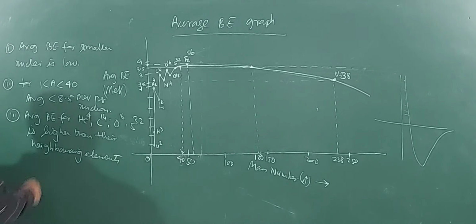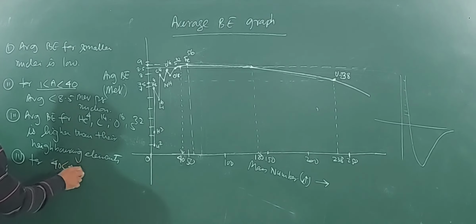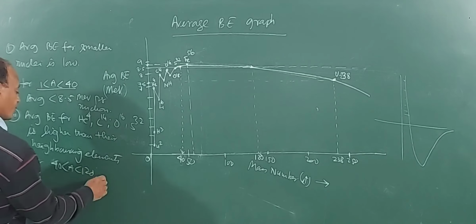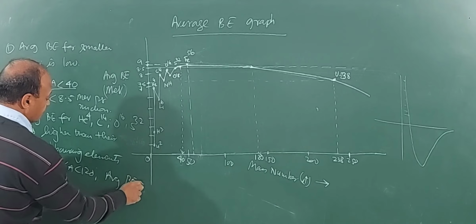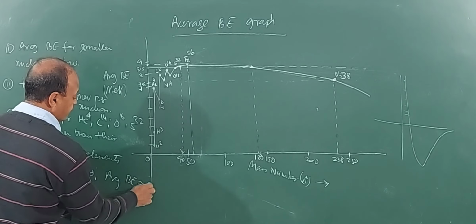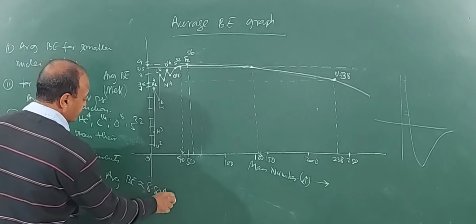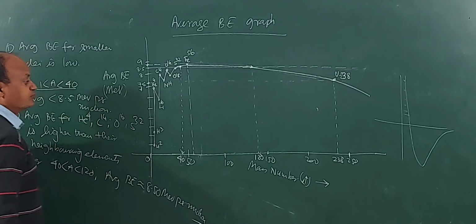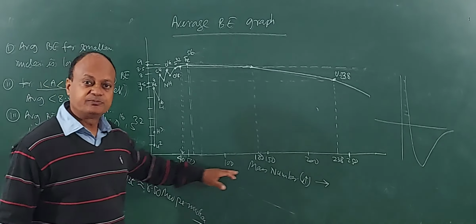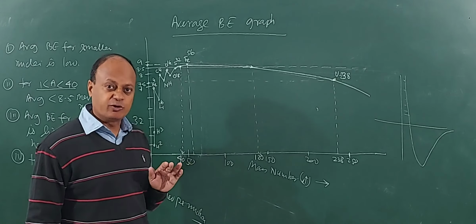Then we have, so this is one range we saw, less than 40, binding energy is less than 8.5 MeV per nucleon. Number 4, for mass number lying between 40 to 120, average binding energy is about 8.5 million electron volt per nucleon. That means it is highest between 40 to 120. Average binding energy is highest between 40 to 120.